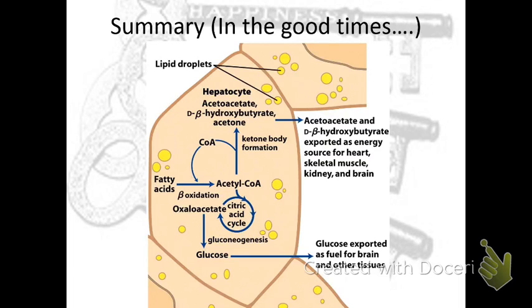However, at some point in time, you're going to start to run out of regular glucose. So what you can do is now we can scavenge from the citric acid cycle the oxaloacetate. The oxaloacetate then can be converted to glucose using gluconeogenesis. The glucose can then be exported to the brain for fuel and to the other tissues for fuel.